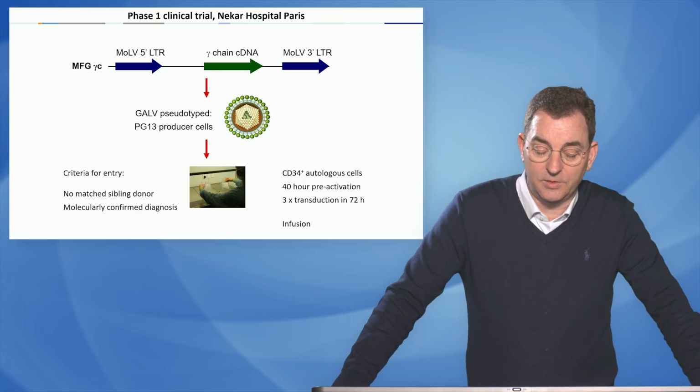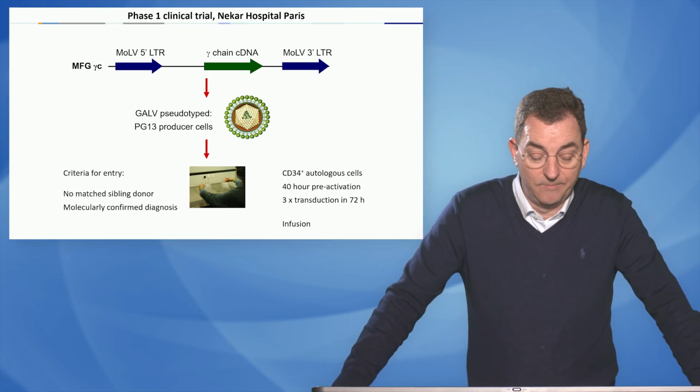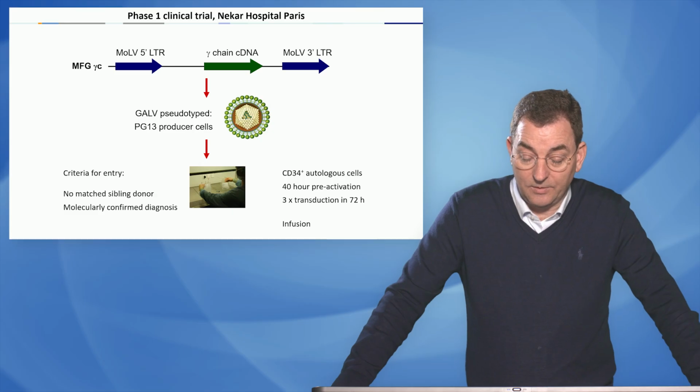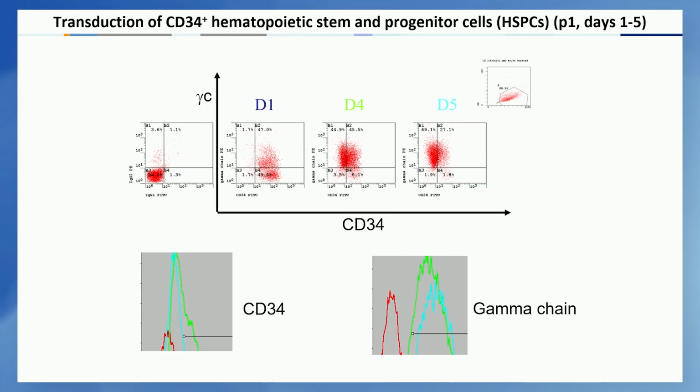Produce those particles in so-called producer cell lines, and use that for treating. So they transduce CD34 positive cells, hematopoietic stem and progenitor cells. And again, here what you can see is a flow cytometry diagram showing the success of the gene transfer. On the x-axis you see CD34 expression, because these cells were CD34 positive and enriched for that.